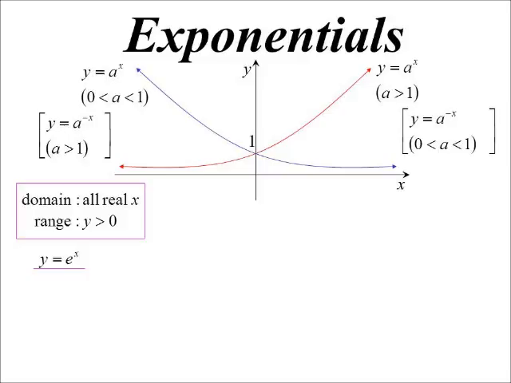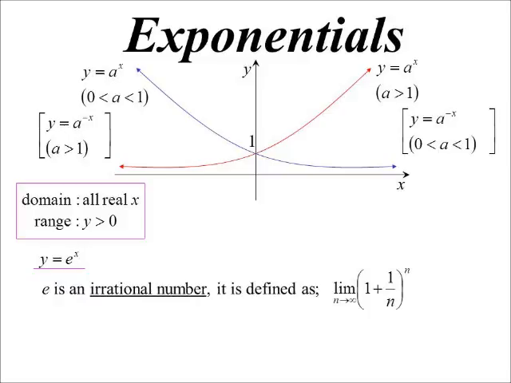Remember, e was the natural base of the natural logarithm. So when it comes to an exponential, obviously the graph looks like the red one, because you may remember e is around about 2.7. Hang on, there's the formula to work it out: the limit as n approaches infinity of 1 plus 1 on n, all to the power of n.